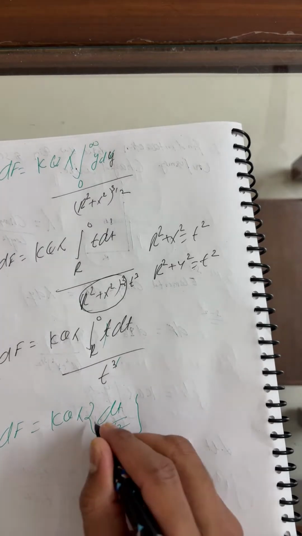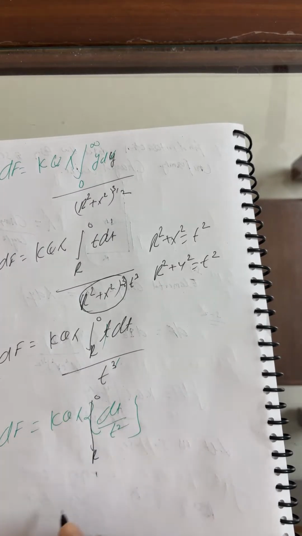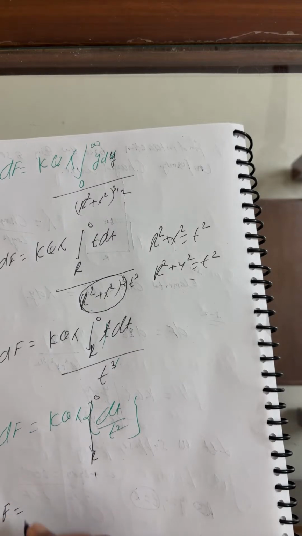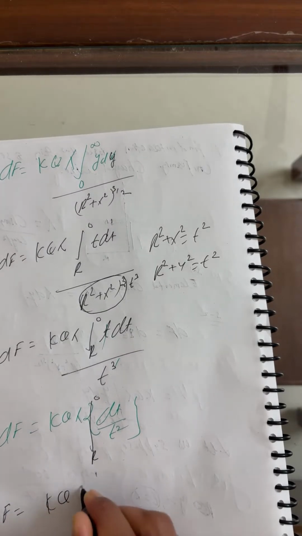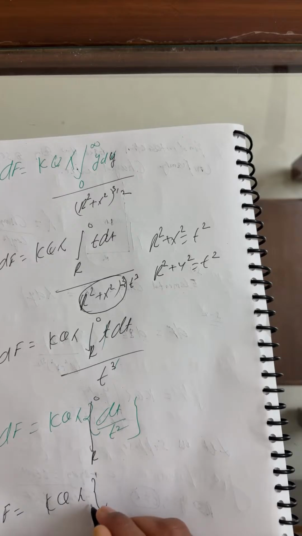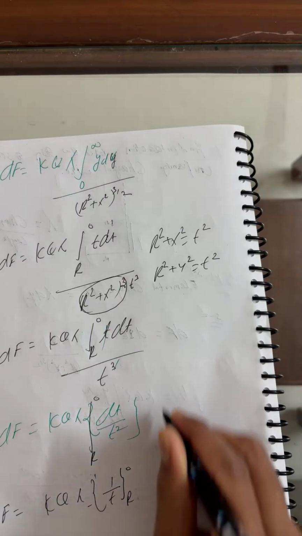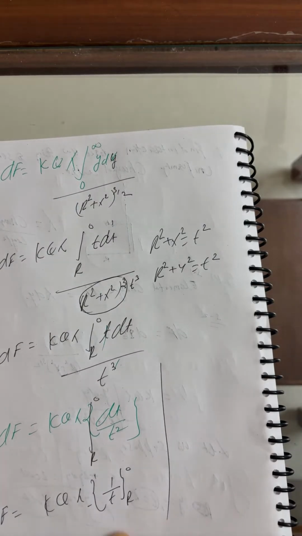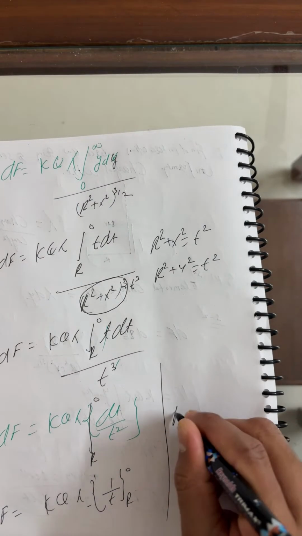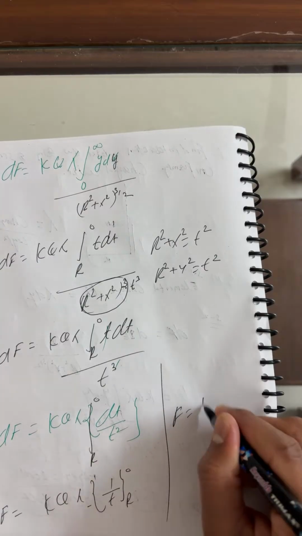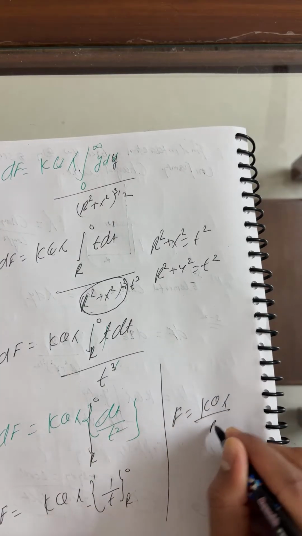Now we can integrate further, from r to 0. So F is k q lambda times minus 1 by t, from r to 0. Apply the limit, upper limit minus lower limit. So finally what we get here is k q lambda by r.